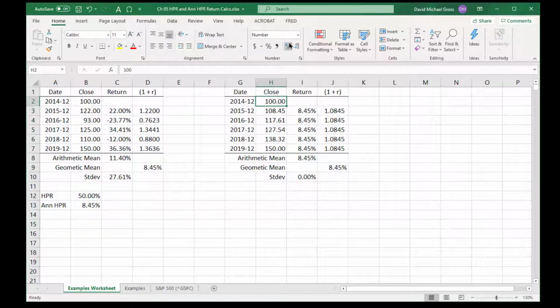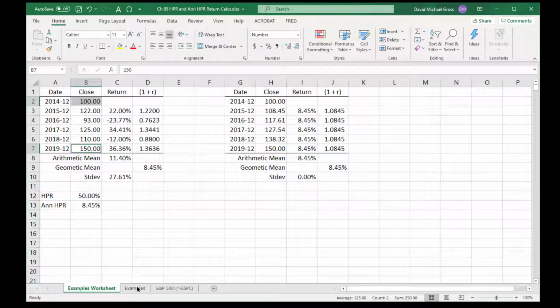So if I go from 100 to 108.45 to 117.61, here I didn't do as well, here I did much better, here I'm a little ahead, here I am a lot ahead of the more volatile, and here I end up at 150. And so the geometric average, which is also known as the annual holding period return, is the one number I can earn instead of all of these values, which brings me to the same place.